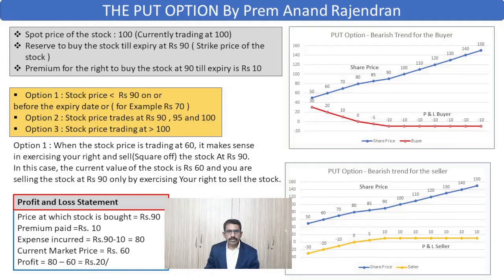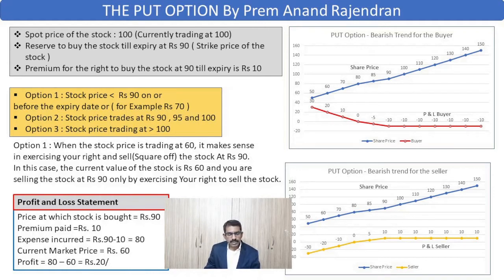Now let us walk through this example. Here the spot price of the stock is rupees 100 and the strike price of the stock that we are considering now is 90 and the premium is rupees 10. Here the buyer of the put option feels that this stock is in the bearish trend and it will definitely trade below 80. So he is ready to pay a premium of rupees 10 to the seller and sign the contract. So here we have 3 options.